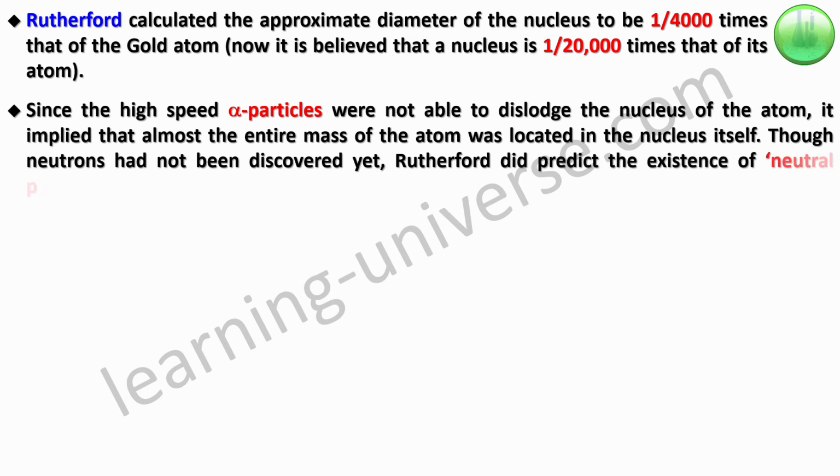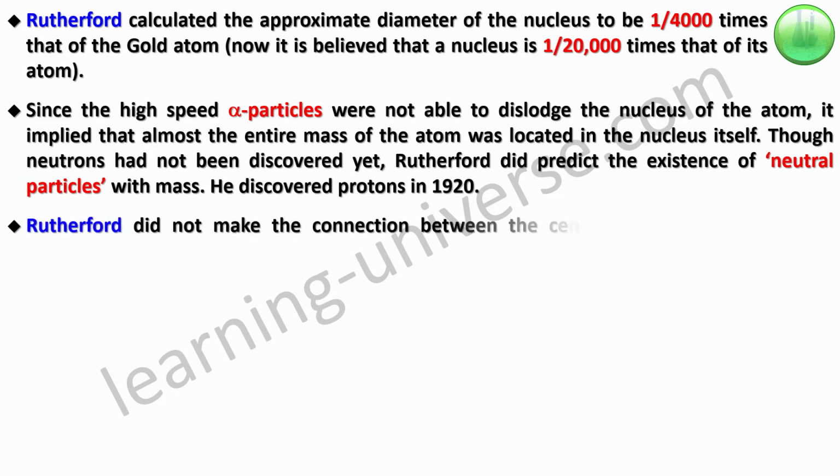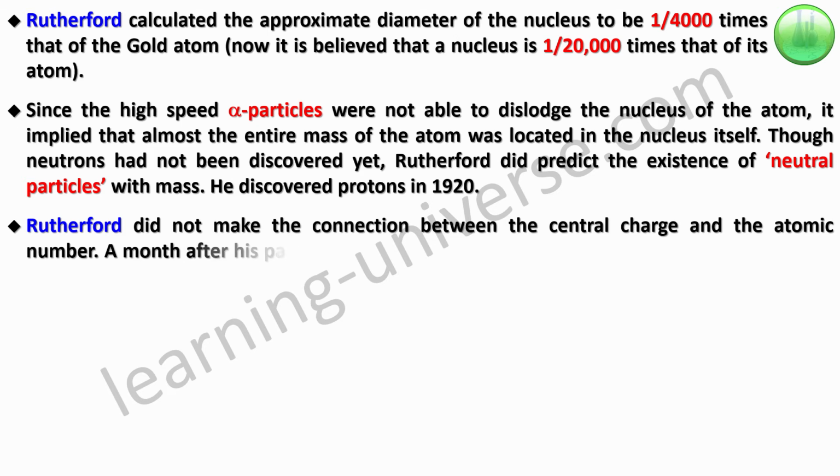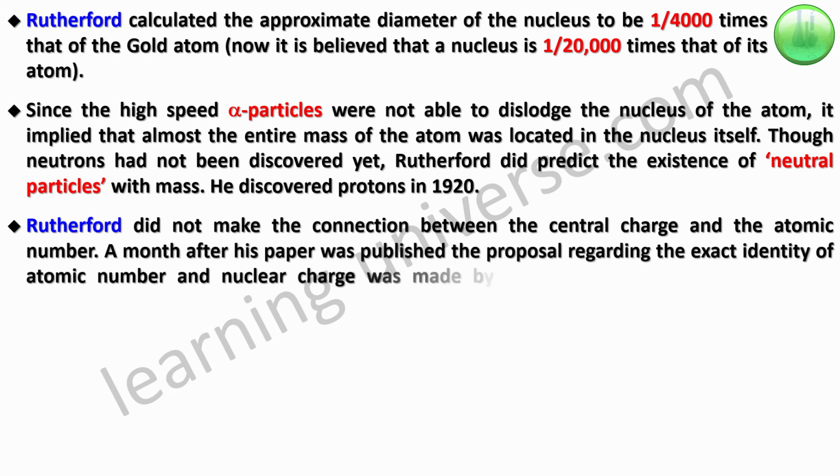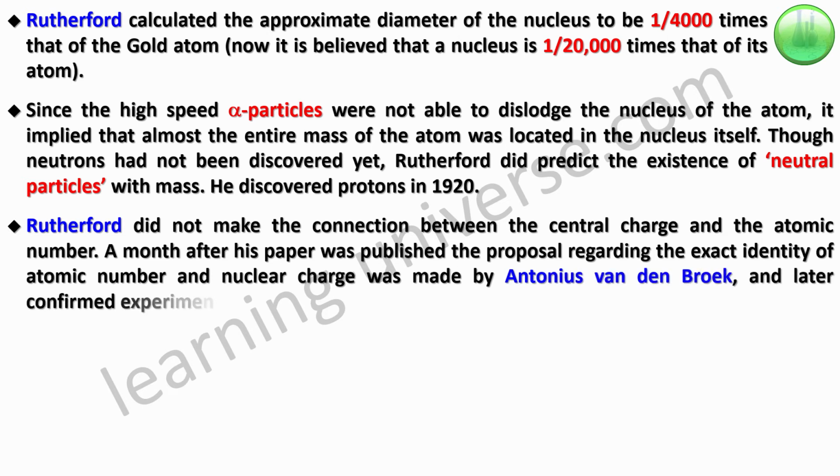Though neutrons had not been discovered yet, Rutherford did of course predict the existence of neutral particles with mass, and he was the one who discovered protons in 1920, for which of course he also received the Nobel Prize. Rutherford did not make the connection between the central charge and atomic number. Just a month after his paper was published, the proposal regarding the exact identity of atomic number and the nuclear charge was made by Antonius van den Broek and later confirmed experimentally within 2 years by Henry Moseley.